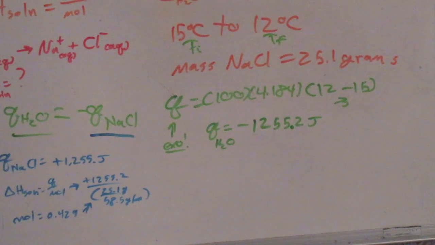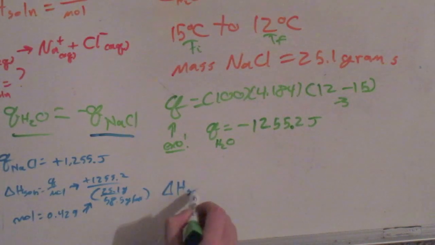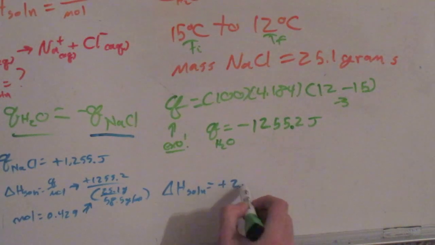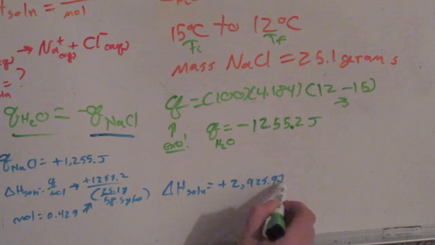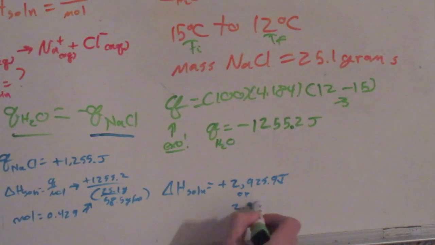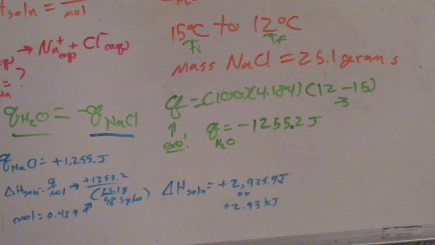So again, 1255.2 divided by 0.429. We are going to get a delta H of solution to be a positive 2,925.9 joules, or some of you are going to say 2.93 kilojoules. Again, positive. That is really good information to know.